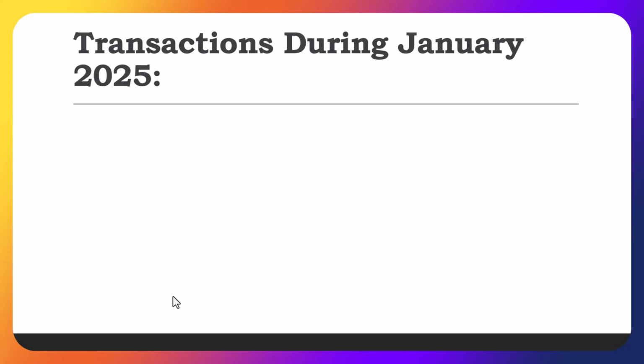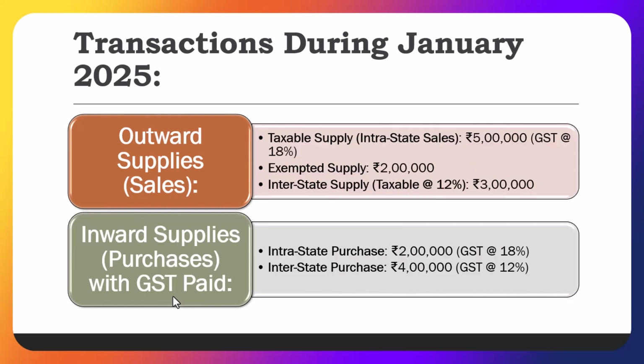Transactions during January, read this. Transactions during January 2025 were: outward supply sales, taxable intra-state sales 5 lakh, GST at 18%; exempted supply 2 lakhs; interstate supply taxable at 12%, 3 lakhs. Then the inward supplies, purchases with GST paid: intra-state purchases 2 lakh, GST at 18%; interstate purchases 4 lakh, GST at 12%.